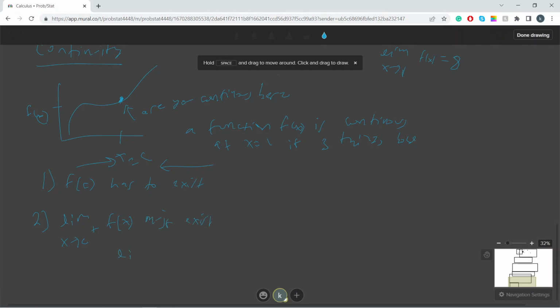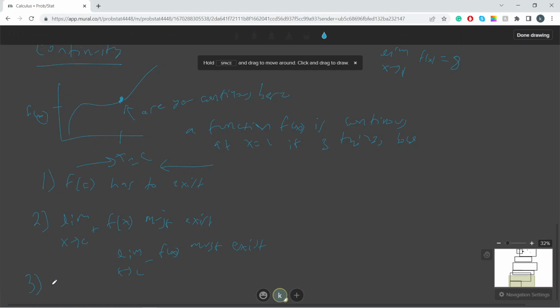And we also have to say that the limit as x approaches c from the left side of f of x must exist. That makes sense. You have to approach something to be able to talk about continuity. Think about the intuition behind a smooth function. It needs to be smooth at that point. So we need to be able to approach something smoothly from both the left and right.